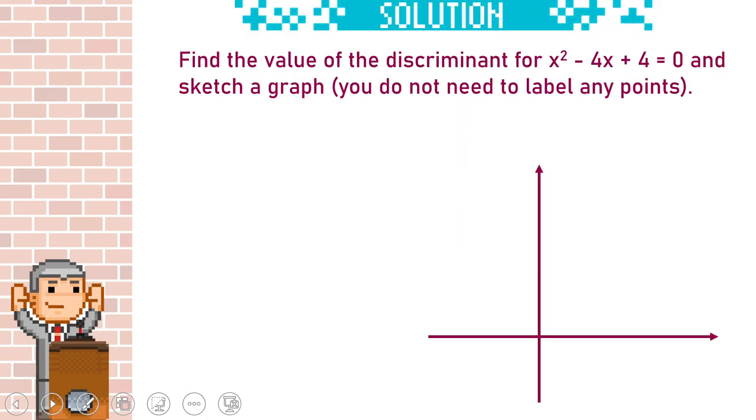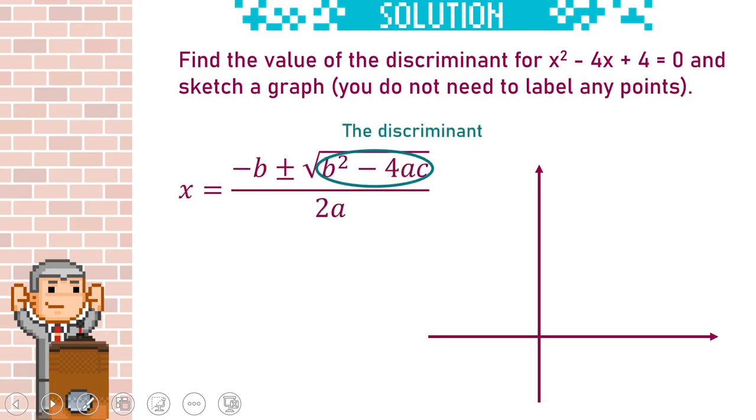So the first question we are going to go over is find the value of the discriminant for x squared minus 4x plus 4 equals 0. So the first thing is we need to use that part of the quadratic formula, which is the b squared minus 4ac. This part determines how many solutions we have. So I've got b squared minus 4ac.